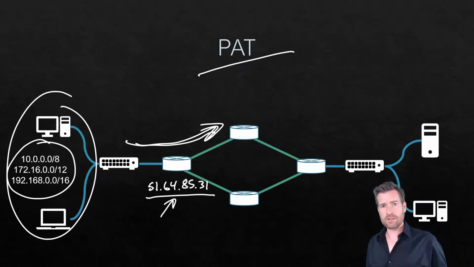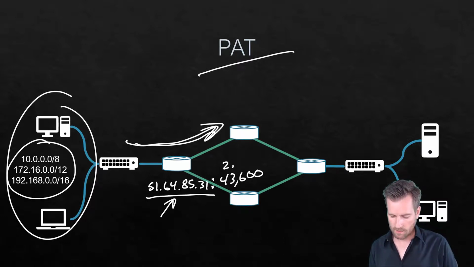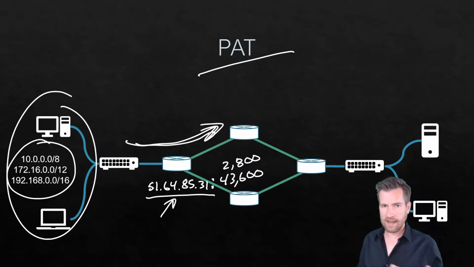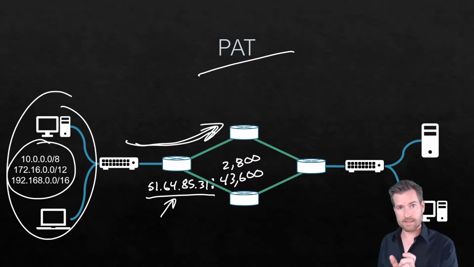Now, the question is, well, how does it know how it's going to get back to each one of those end devices? And that is through the port. So there's some sort of port that's assigned to it. So let's use an example of maybe 43,600, or possibly it's a lower number, maybe it's 2,800. Anyways, there's going to be some sort of port as it exits out this gateway, some sort of port that it replaces the port within there.